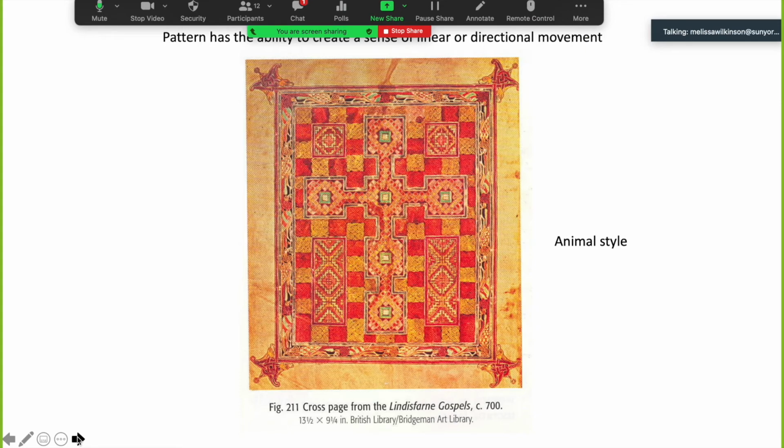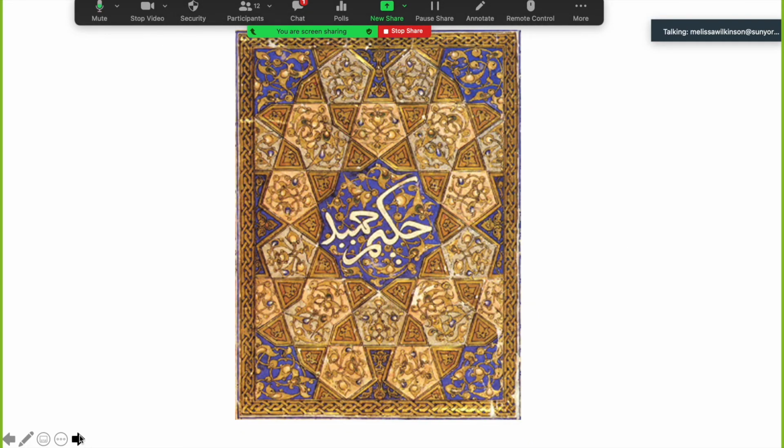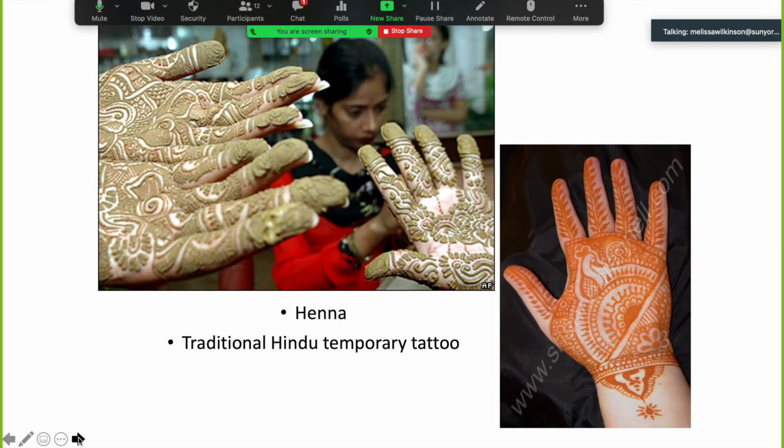And then we can use pattern as a means to create a kind of directional movement. Here we see the cross format. This is done in a book of hours. And then, of course, the Eastern expression of that as an Arabic pattern or tessellation. We also see this in henna.